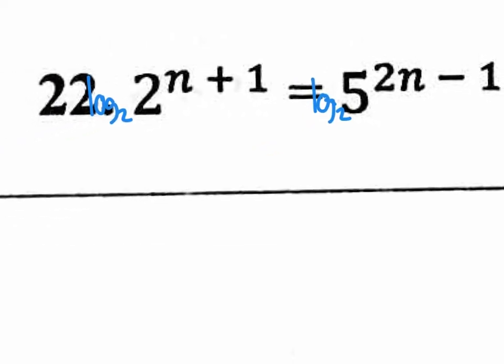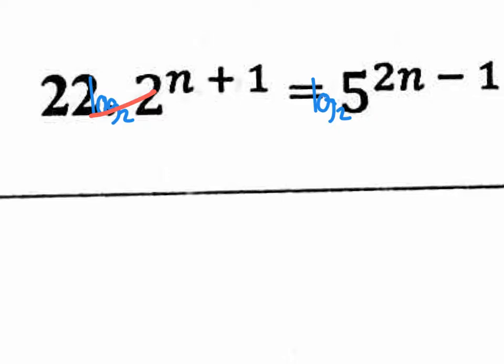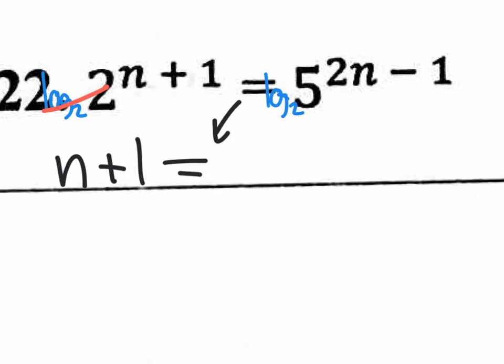So ladies and gentlemen, on the left side, the log base 2 of 2 cancels out. I do have n plus 1 coming down. The equal sign also comes down. Are you with me? On the right side, does the log base 2 cancel with the 5? Dang, it does not. So I have log base 2 of 5 to the 2n minus 1 power. Let me do it in a different color.